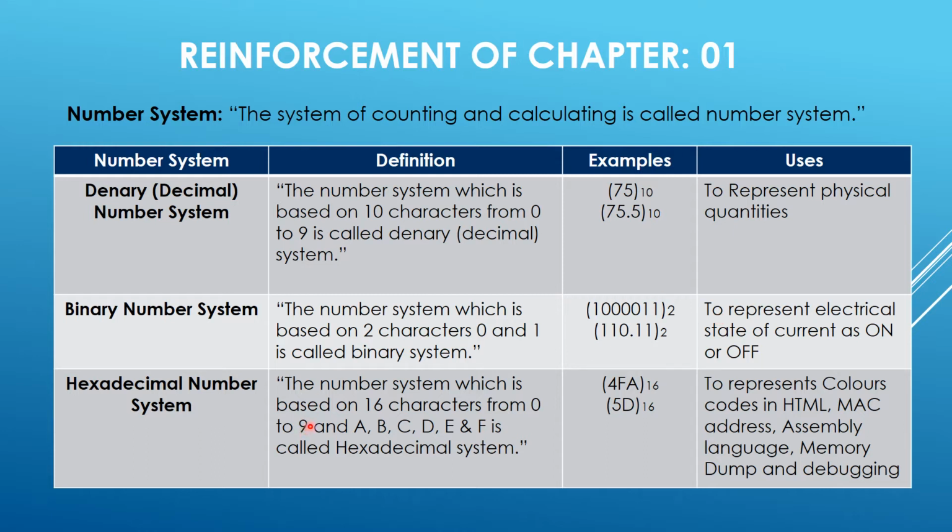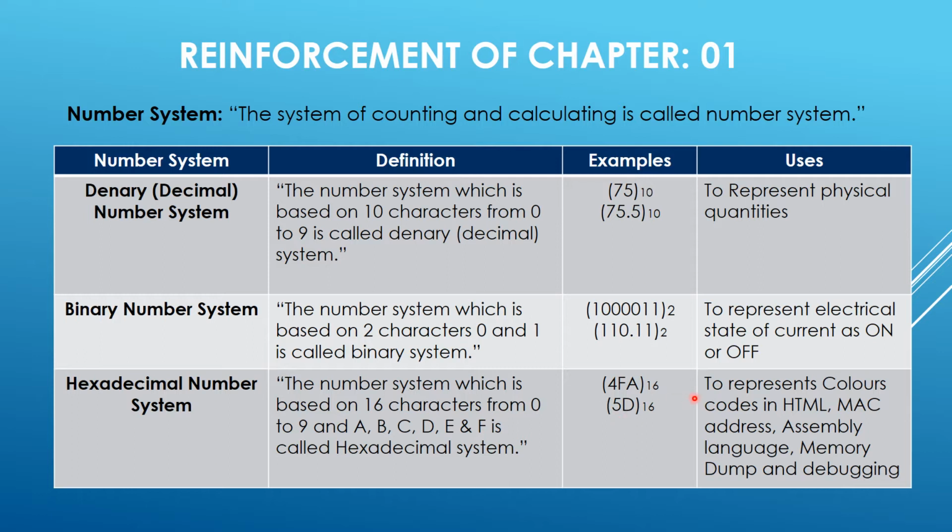The number system which is based on 16 characters, from 0 to 9 and from A to F, is called hexadecimal number system. For example, 4FA with base 16 is a hexadecimal number. Similarly, 5T, and if I say 43 with base 16, that is also a hexadecimal number.